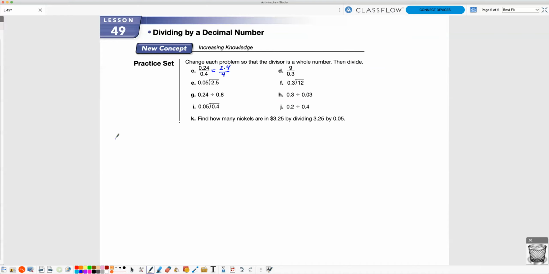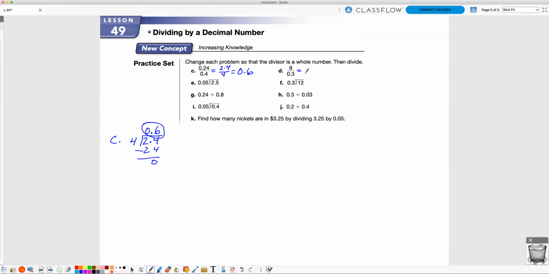Let me just show my work down here. So I'd have 2 and 4 tenths in the dividend and 4 as the divisor. The answer has the decimal straight up. This would be 0, this would be 6, 24, there'd be nothing left over. 6 tenths would be the answer to letter C. All right, go ahead and do letter D. 9 divided by 3 tenths.